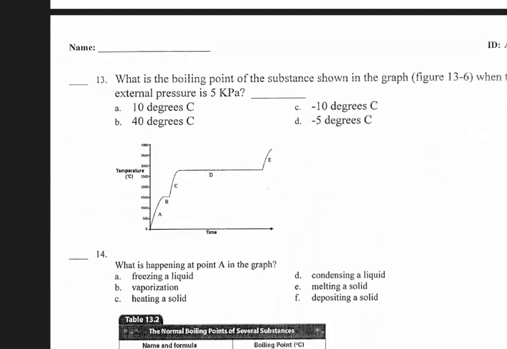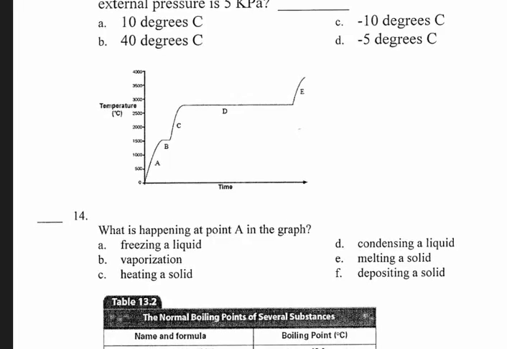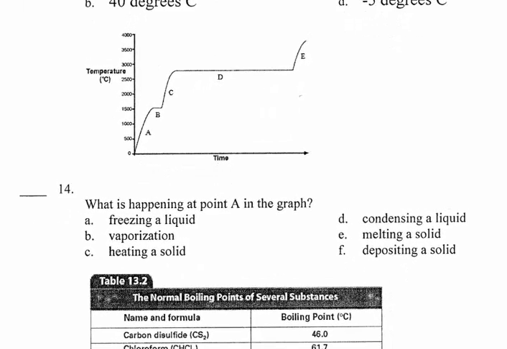Okay. Here we have another picture, and what this is showing is the solid melting. Here's the solid warming up, right here along A. Here it's melting. Here it's heating up a liquid. Here it's boiling, and here you're heating a gas. So at point A, you're really heating a solid. So you're not melting it yet, just heating a solid. The answer is C.